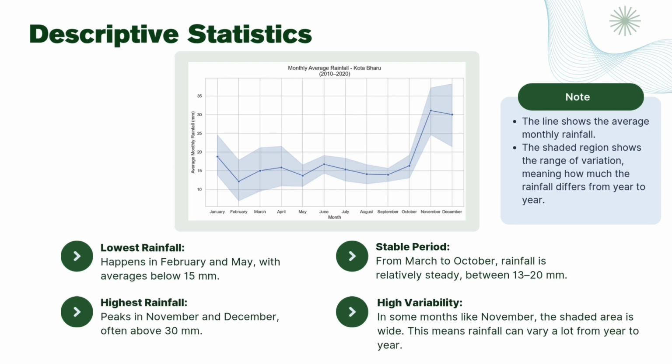And the stable period starts from March to October. Rainfall is relatively steady between 13 and 20 mm. For high variability, in some months like November, the shaded area is wide. This means rainfall can vary a lot from year to year.